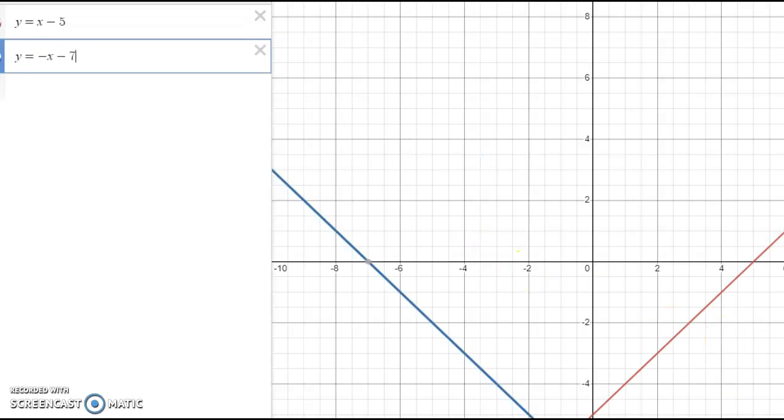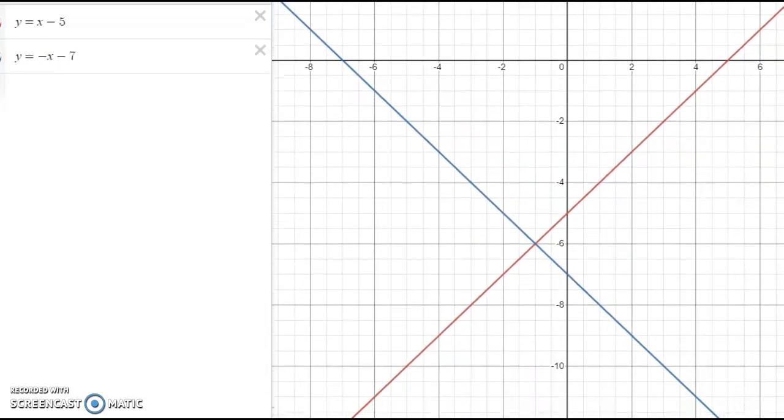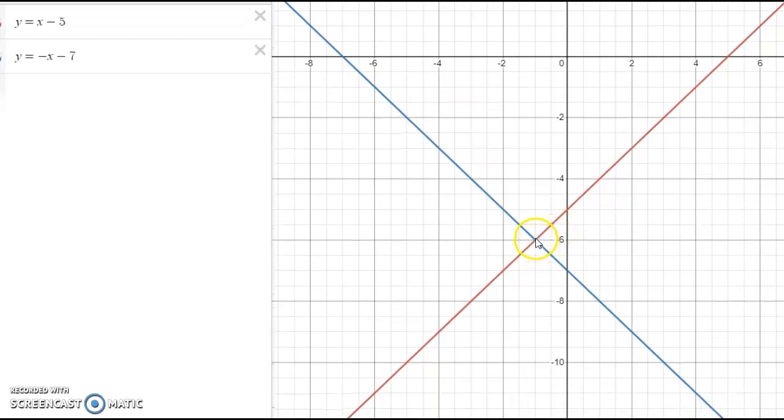I can't see it here. Let me move the screen up. There it is. If you click right where they intersect, it'll tell you, there it is, negative 1 and negative 6. Negative 1 comma negative 6 is where those two lines intersect. Go back and let's try another one here.